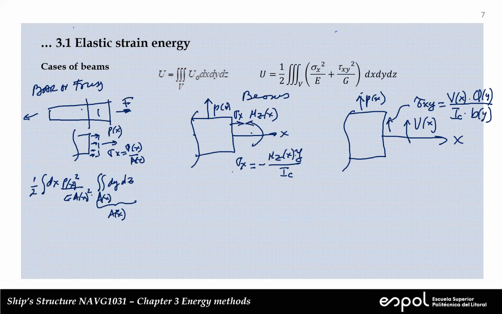Here, for the case of the beam, we do something similar. So we have 1/2, we integrate in x, okay? Let's see, from 0 to L. And then this is Mz, well, this is divided by E. We have Mz of x squared divided by I sub c squared. And now in the section, in the area, we have this y, and this is squared. So this is y squared.